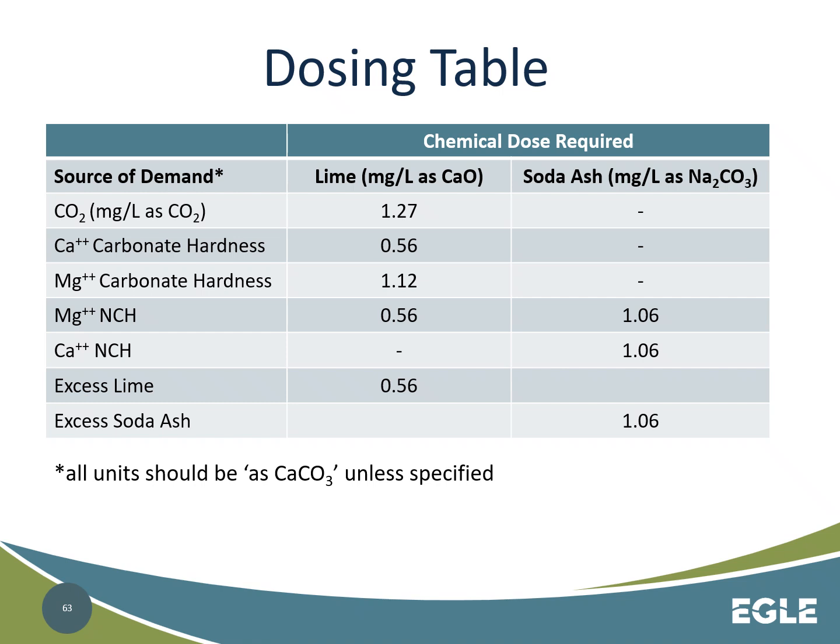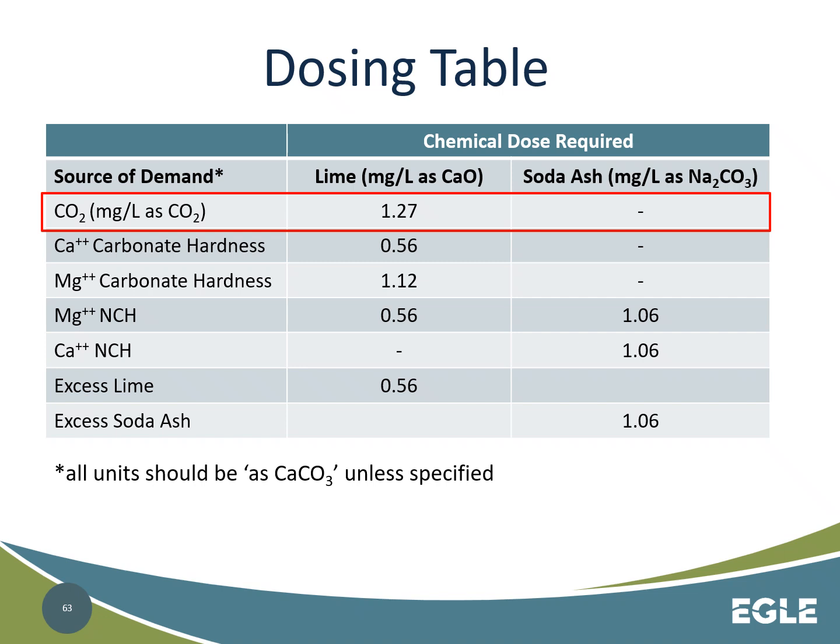Please note that this table will be given to you on the certification exam, so you don't need to memorize it. As we move through this table, think about moving from left to right on your bar chart. Use this table together with our bar charts. In the first column, we have our source of demand, that is demand of lime or soda ash to remove the named compound. So first up, we have CO2.